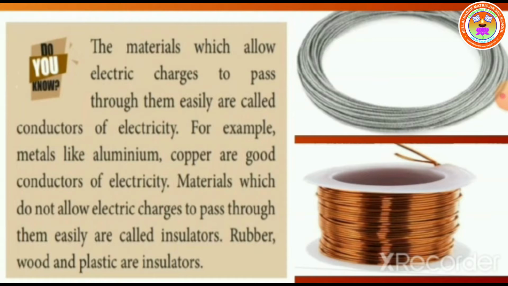Do you know, the materials which allow electric charges to pass through them easily are called conductors of electricity? What are conductors of electricity? The materials which allow electric charges to pass through them easily are called conductors of electricity. For example, metals like aluminium and copper are good conductors of electricity. Materials which do not allow electric charges to pass through them easily are called, very good children, insulators. For example, rubber, wood, and plastic are insulators.